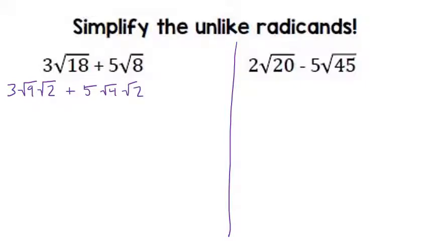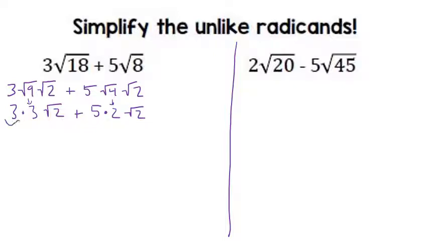Next step is to take the perfect squares. So 3 times, well, the square root of 9 is 3. Okay, square root of 9 is 3. And I have a root 2 plus, bring everything else down, 5 times the square root of 4 is 2. And I bring the root 2 with.